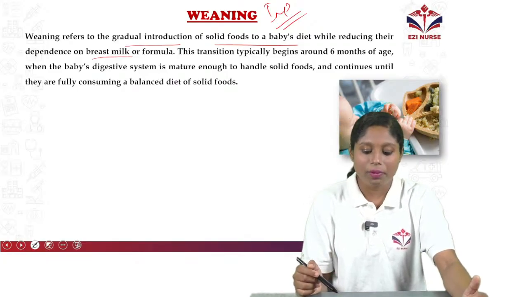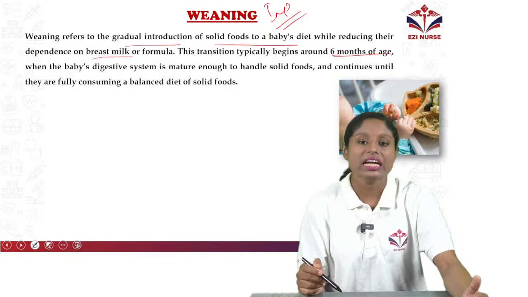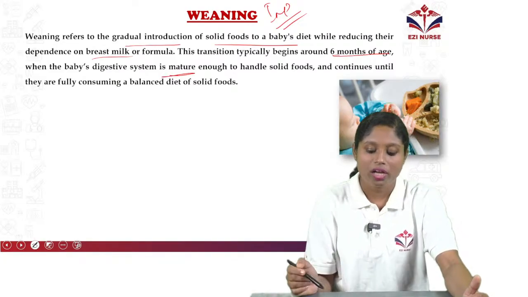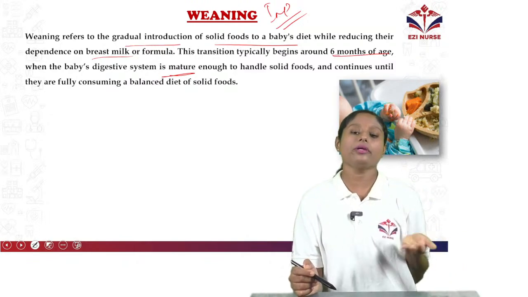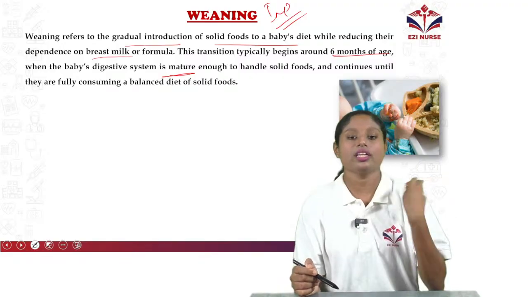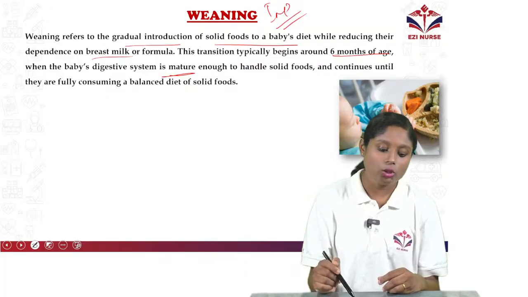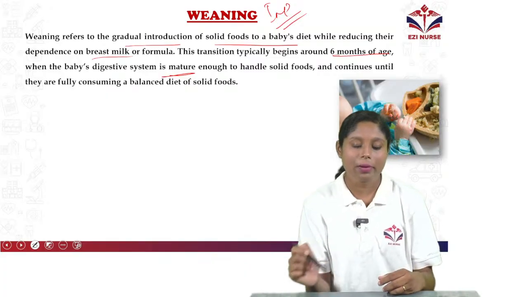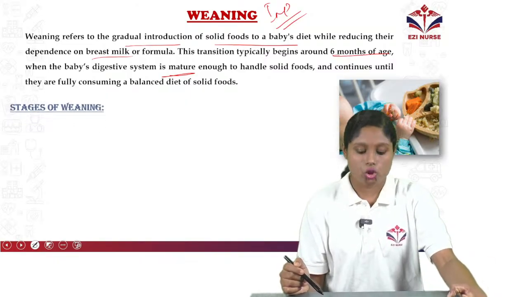This transition typically begins around 6 months of age when the baby's digestive system is mature enough to handle solid food. So at 6 months the baby's digestive system will be mature enough, then we start to give solid foods and continue until they are fully consuming a balanced diet of solid foods. So this is the definition of weaning.